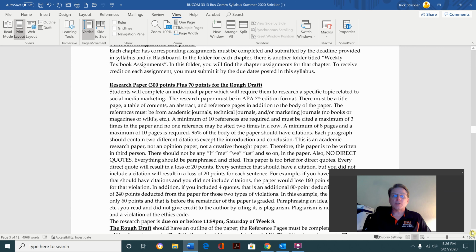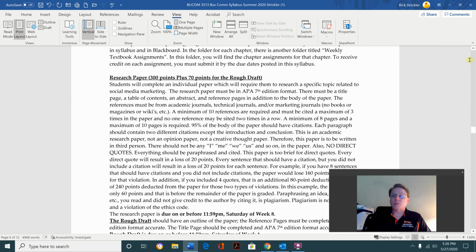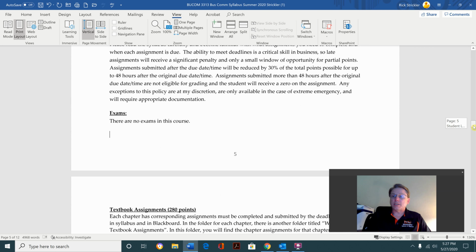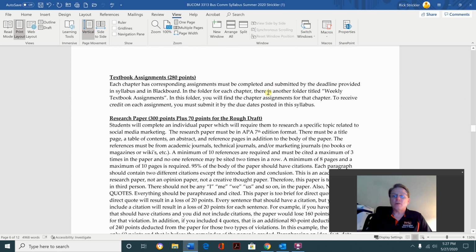So textbook assignments, 280 points. Each week there will be a textbook assignment you will do in Word and then save it, and then you'll upload it into Blackboard, and that's under the weekly assignments. Research paper: you complete an individual paper which will require you to research a specific topic related to social media marketing. So anything that has to do with social media marketing. It doesn't matter, whatever you're interested in, research it and write a paper on it.